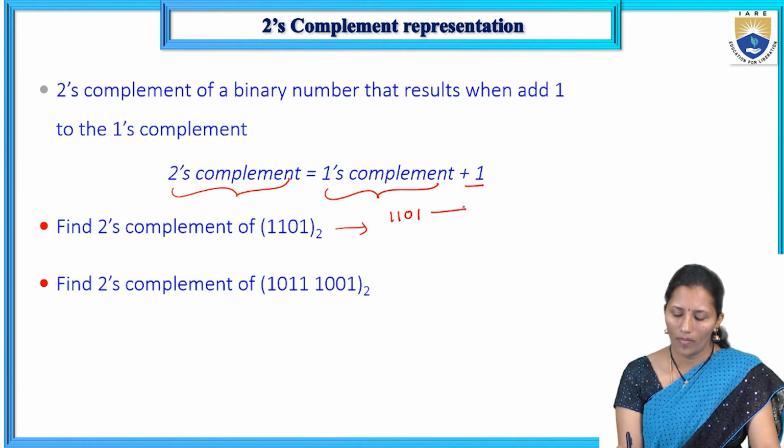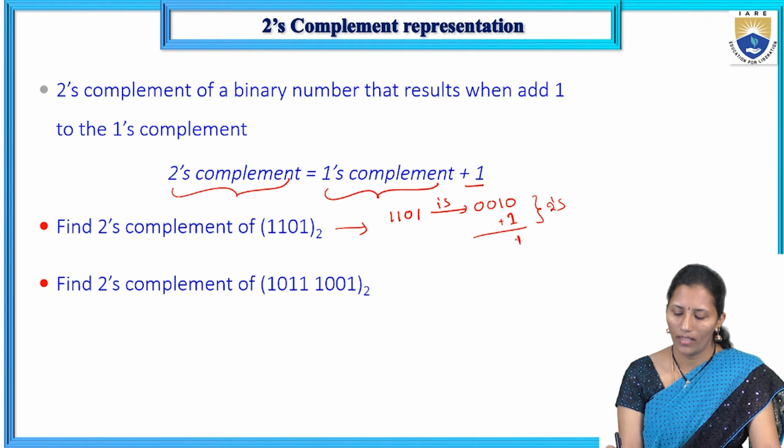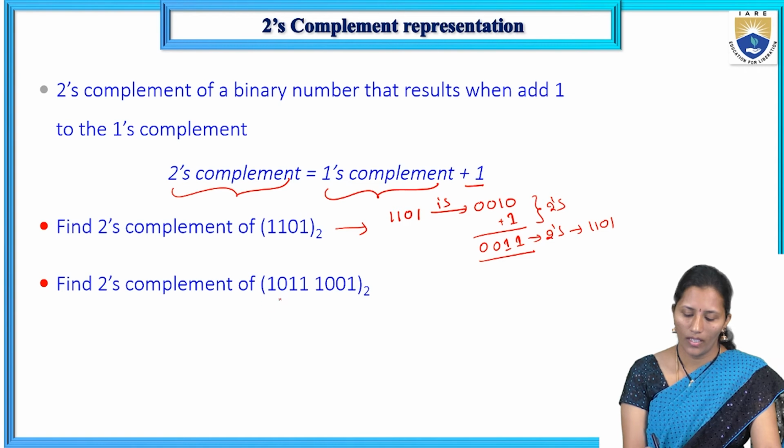So the 1's complement of 1 1 0 1 is 0 0 1 0. And we have to add 1 to the LSB. Then it will be the 2's complement. So 0 0 1 1. This is the 2's complement of 1 1 0 1. Okay.